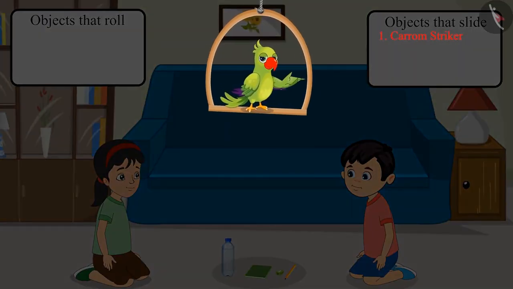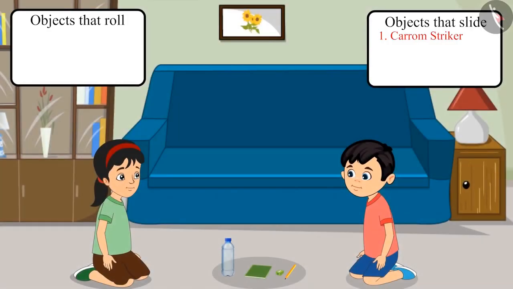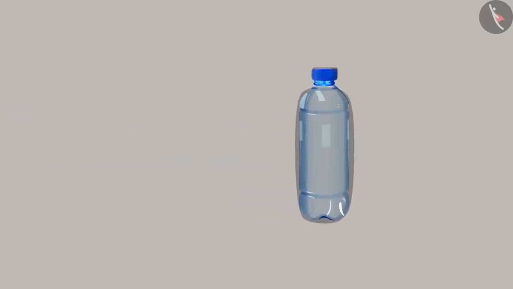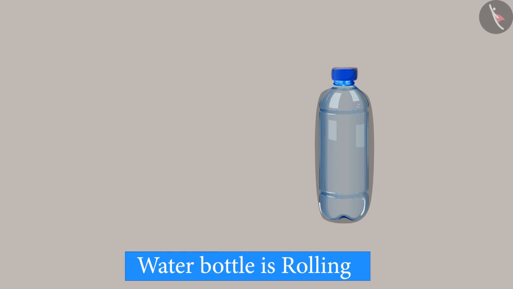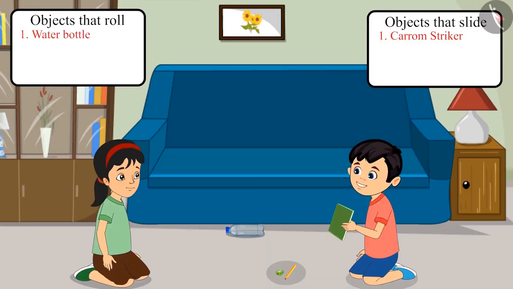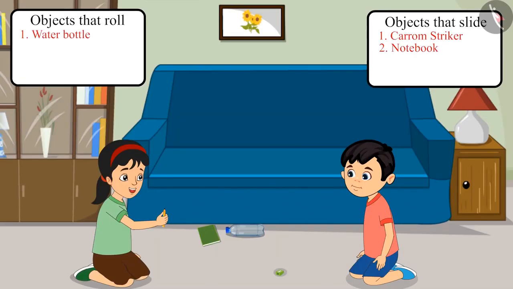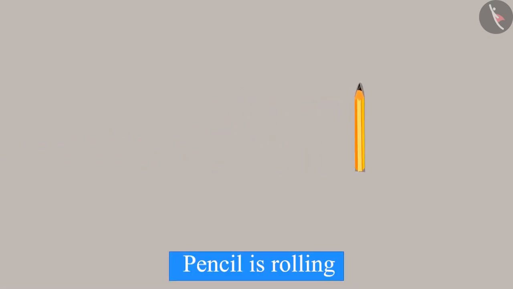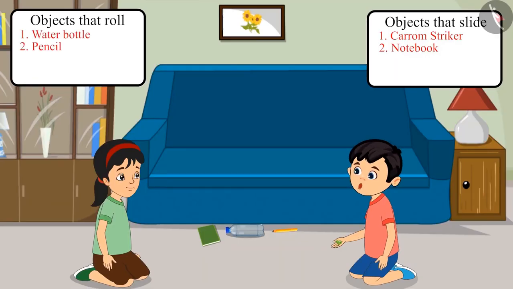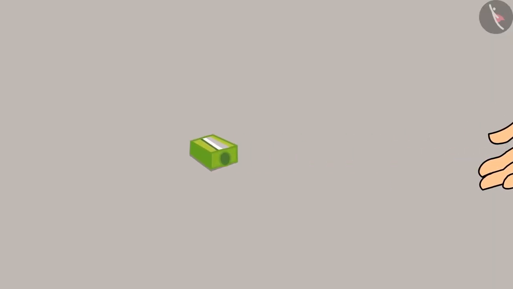Chotu and Pinky started pushing the objects one by one on the floor. Come on, let's push this water bottle. See, it's rolling. Now let's try to push this notebook. It's sliding. Now the pencil stone. And it is continuously rolling. Now let's push the sharpener.